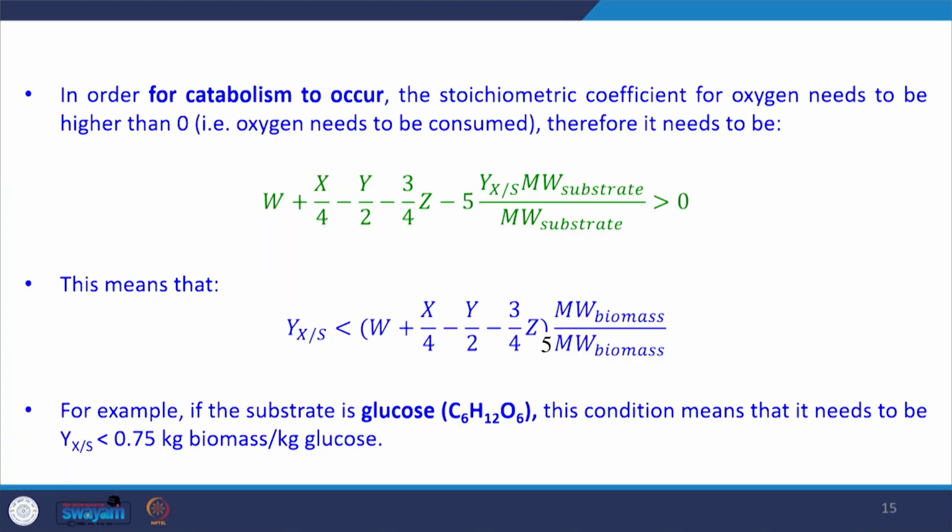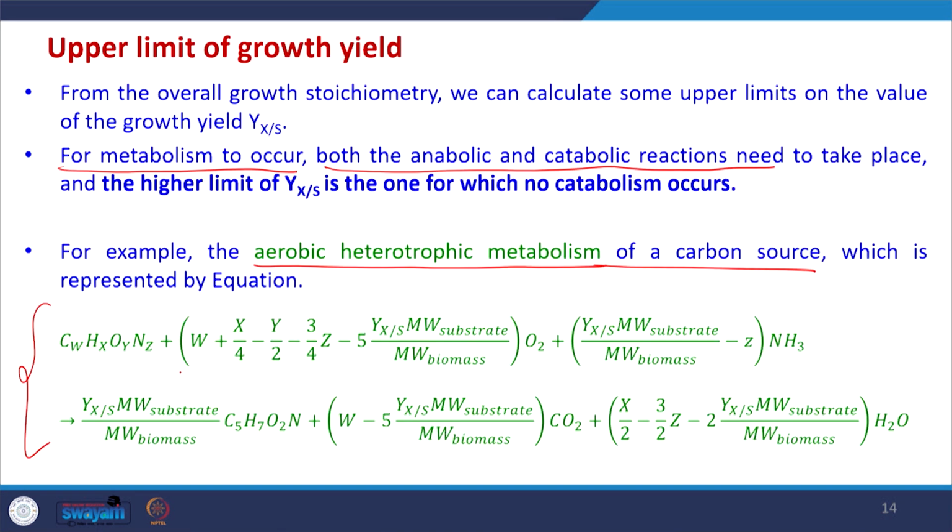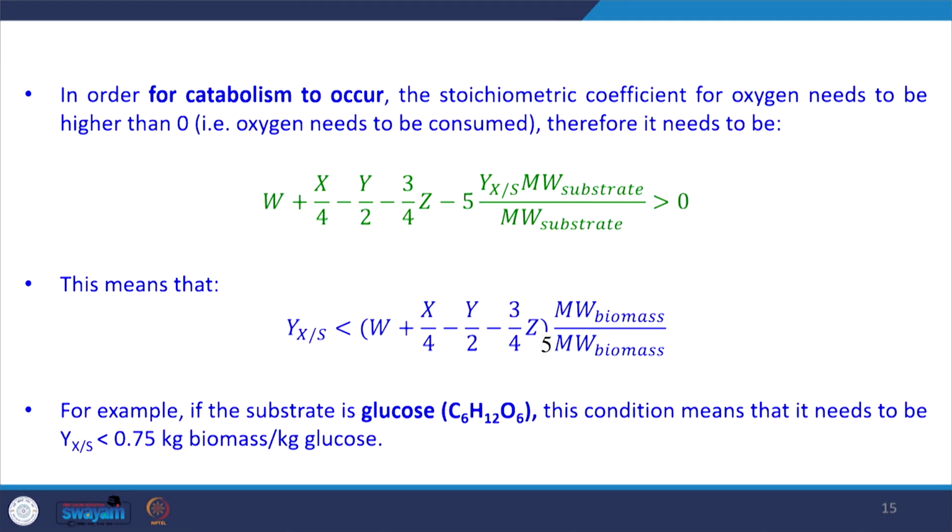Now, from this equation, in order for catabolism to occur, the stoichiometric coefficient for oxygen needs to be higher than 0. So, using this equation, for oxygen this is the stoichiometric coefficient. For this reaction to occur, at least this coefficient value should be greater than 0. So, this is the condition that we apply. Overall this equation is written here. Now, if we solve this, the equation can further be written as the Y_X/S value will always be less than this particular value.